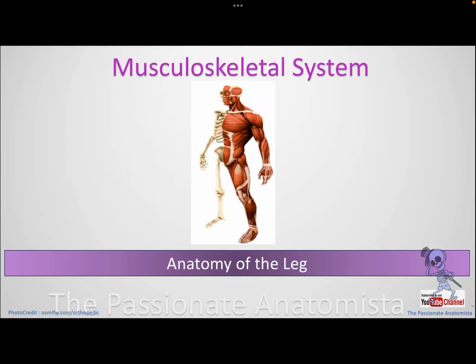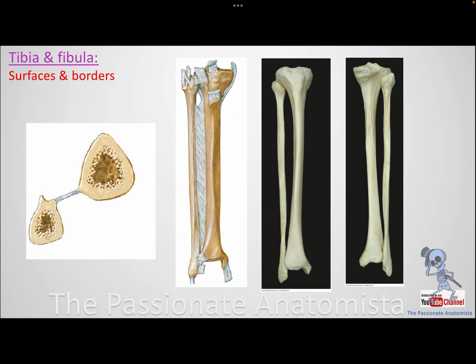Hey guys, in this video we're going to talk about the anatomy of the leg. So you guys know that the leg is formed of the tibia, the bigger, medial bone, and the fibula, which is the smaller lateral bone.